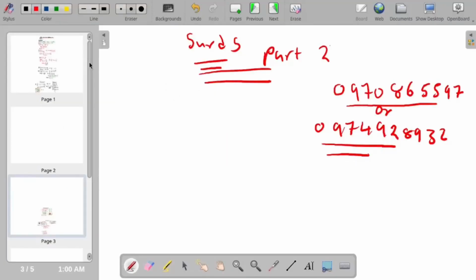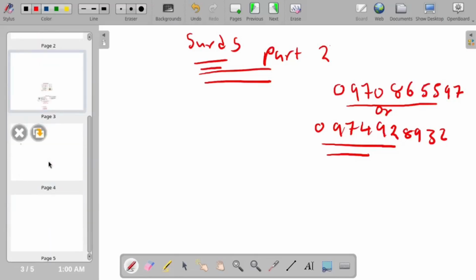Welcome to part 2 of set theory. In this video, we're just going to look at surds as well as a bit of complex numbers. So let's try to look at surds.